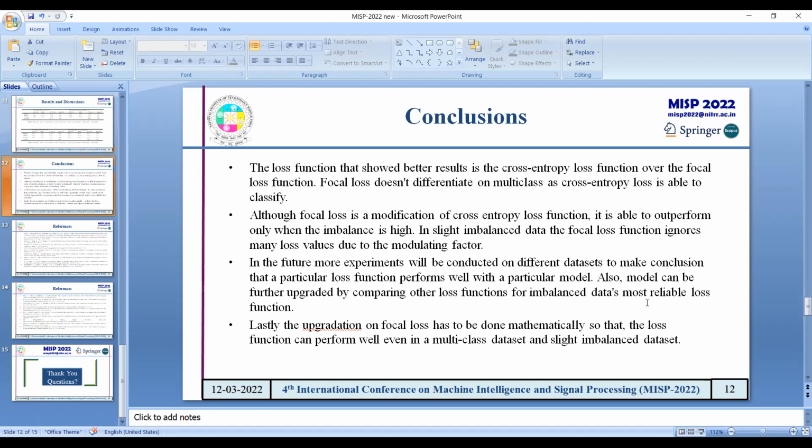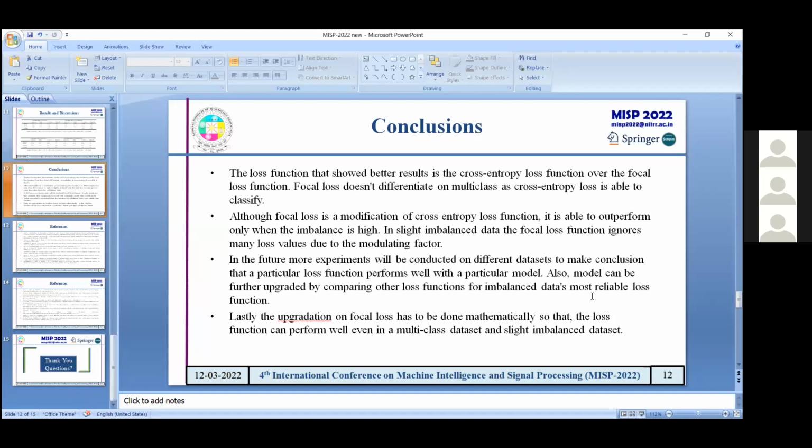Now coming to the conclusion. The loss function that showed better results is the cross entropy loss function over the focal loss function. The focal loss doesn't differentiate on multi-class as well as cross entropy loss is able to classify.